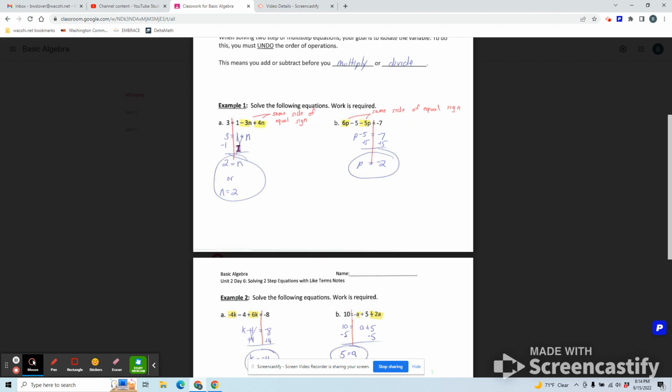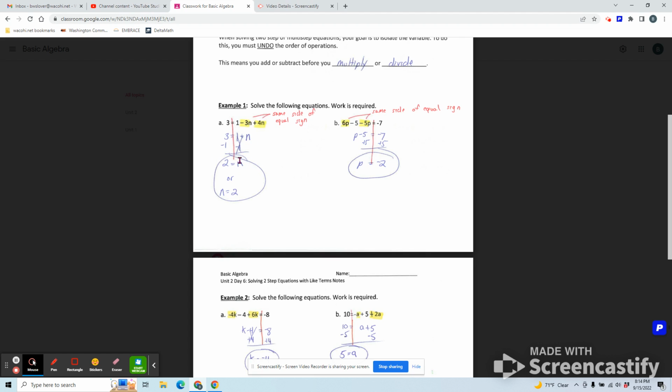1 minus 1 is 0. That's why I was able to cross it off. That's gone. What I do to one side of the equal sign, I have to do to the other side. So if I'm adding or subtracting on the right side of my fence, the red line, I have to do the same thing on the other side. So 3 minus 1 gave me 2, and then on the right side I'm left with just the letter n.